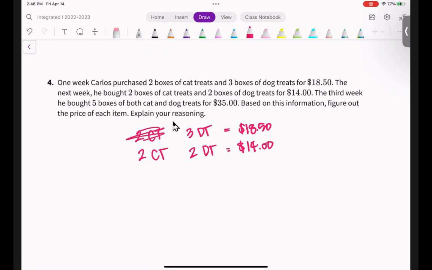Hopefully you say, hey, Miss Johnson, look, it's the same. And I'm like, yeah, so what? And you say, well, for the second week, I bought one less. I bought one less dog treat. And because of that, how much less did I spend? I spent $4.50 less. So that implies one dog treat costs me $4.50.